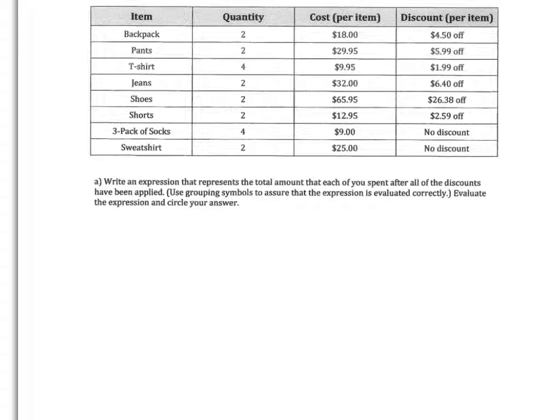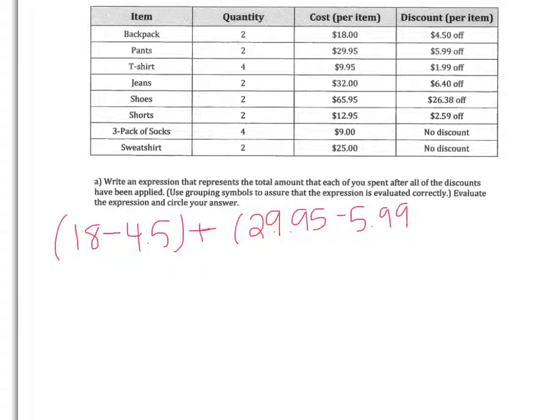So if we're looking at backpacks, I'm going to buy a backpack. Originally it's $18, but I'm going to subtract the discount that I get. So if I evaluate this expression, 18 minus 4.5, I will get the price that I paid for my backpack. But I didn't just buy a backpack. I also bought a pair of pants. Originally, the pair of pants was $29.95, but I had a $5.99 discount. So if I evaluate this expression, I will find the price that I paid for a pair of pants.